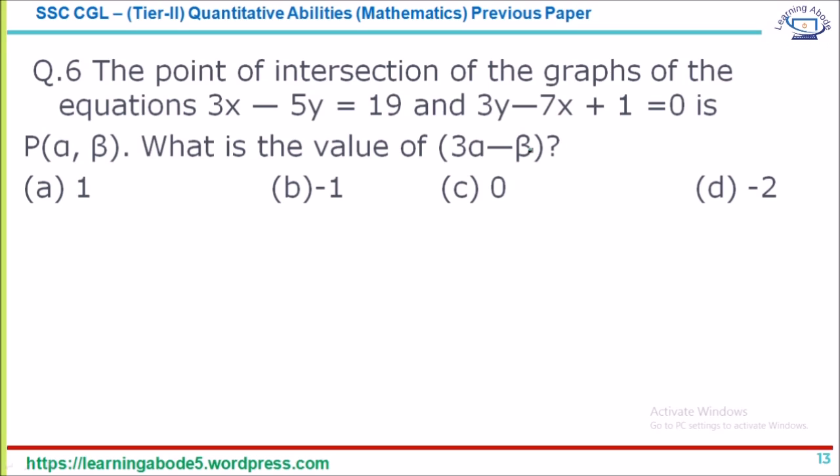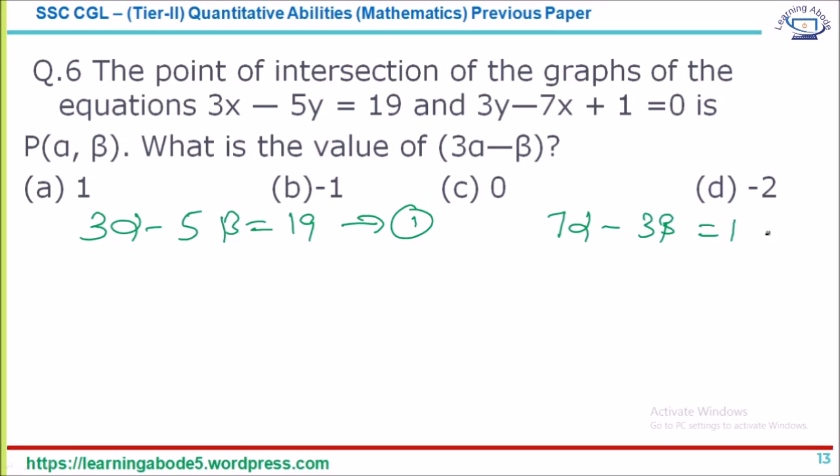The next question. So the point of intersection of the graphs of two equations is given. That's the point of intersection P of alpha comma beta. Now what is the value of 3 alpha minus beta? Now we can take the equations as they are, and substitute alpha and beta in place of x and y. So we can write 3 alpha minus 5 beta equal to 19 as the first equation, and the second equation we can write as 7 alpha minus 3 beta equal to 1.